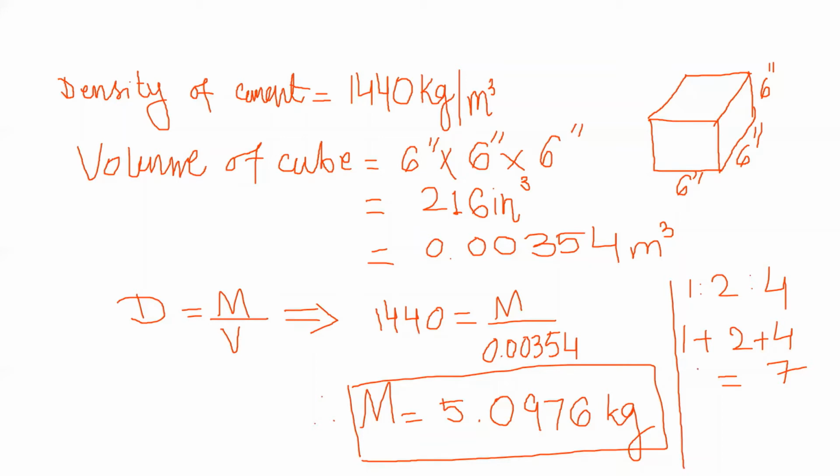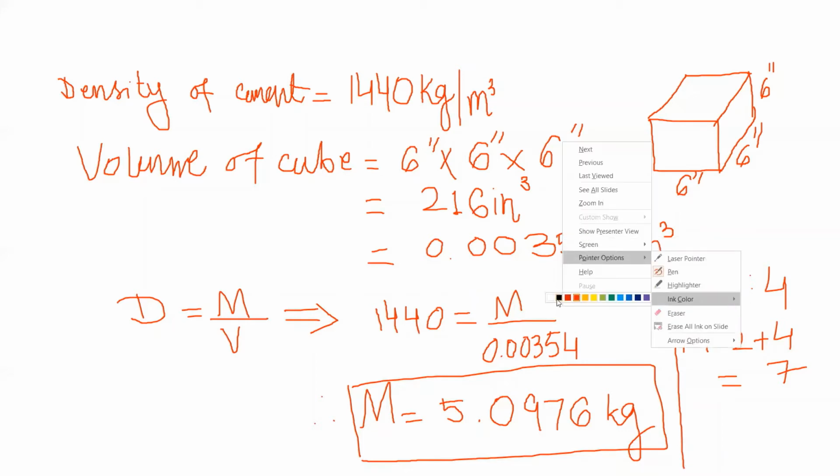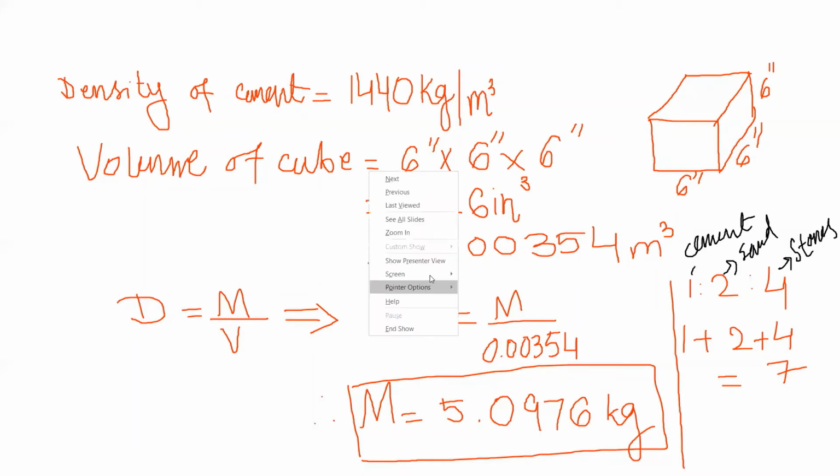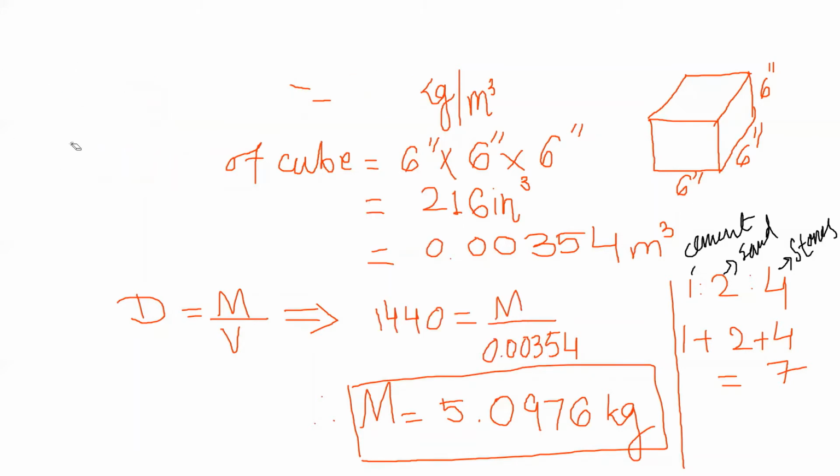So what does it mean by that? Let me make it clear to all of you. Let me write it down over here. This is one part of cement from the total weight. This should be cement. This is fine aggregate, or you can say sand. And this one is coarse aggregate, or you can say stones. Now I just want this value, 5.0976 kg, so let me rub the screen.